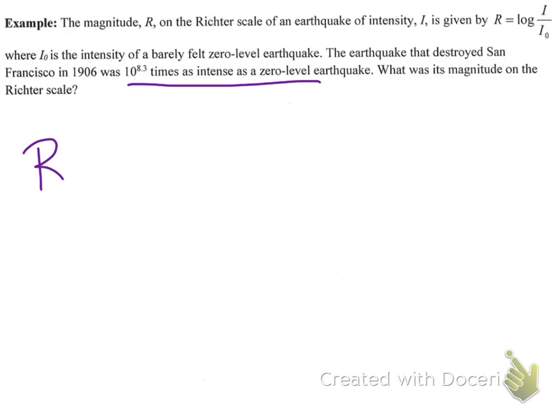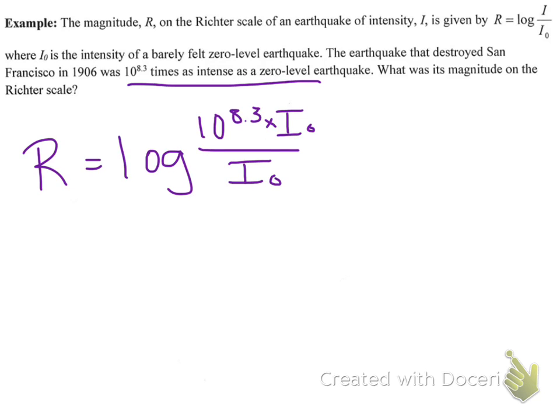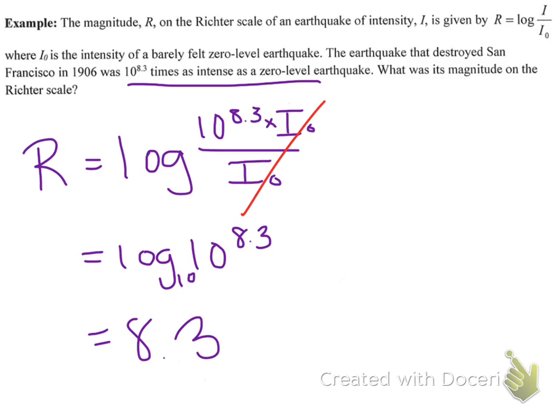So we have this equation. I have R equals log. The I is the intensity, and they're telling you the intensity was 10 to the 8.3 times one that was felt on a zero-level intensity. And in the denominator, I have the zero-level intensity. So the I naught terms cancel out, and I'm left with log of 10 to the 8.3. Using those properties, we know that the base is 10 here, therefore the answer is 8.3, and that was the magnitude for that earthquake.